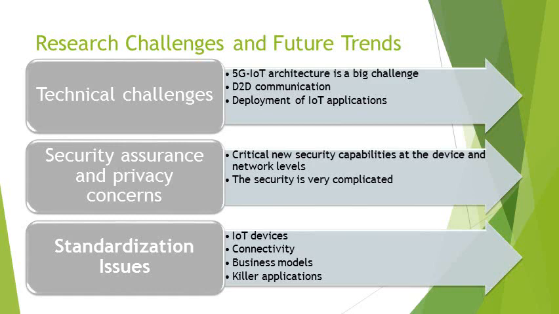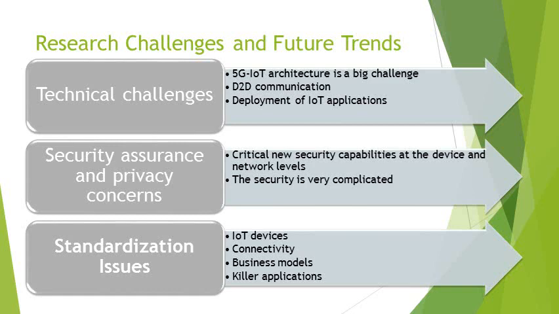The next category of the challenges is the security assurance and privacy concerns. In the next 5G Internet of Things, critical new security capabilities will be needed at the device and also at the network level to address complex applications including smart city, smart networks, etc. And with the diverse 5G Internet of Things systems, the security is very complicated here.